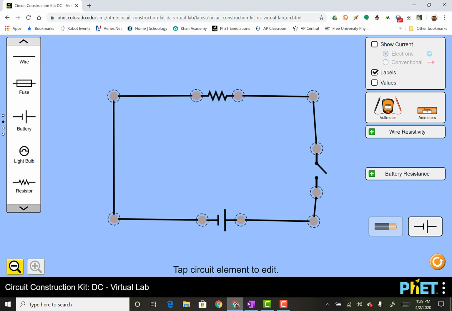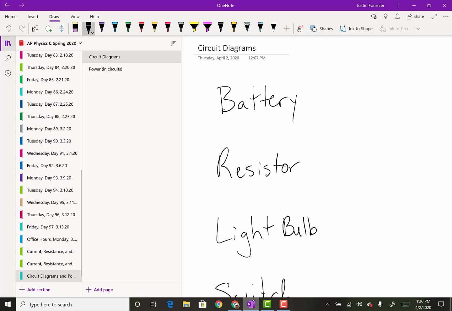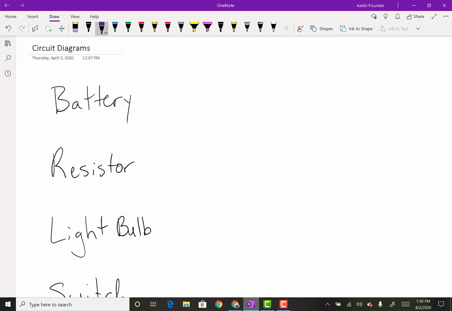They give you a bunch of others right there. Okay, so I'm just going to quickly go over what those are. For a battery, again, it's just two parallel lines. One is bigger than the other. The longer line is the positive terminal of the battery. The shorter line is the negative terminal of the battery. You don't have to write those positive or negative signs, but just to show you that.